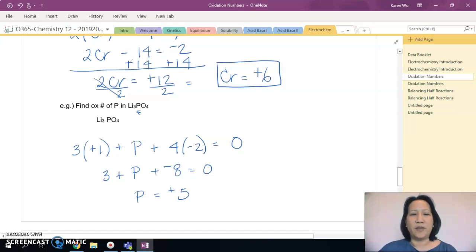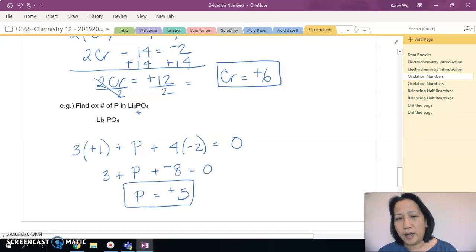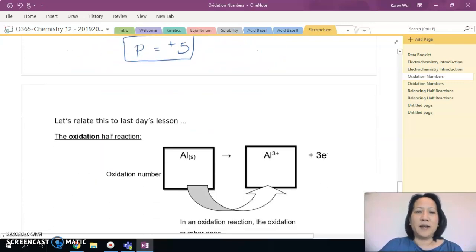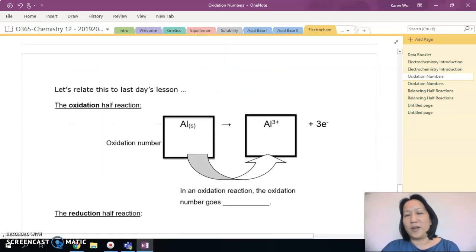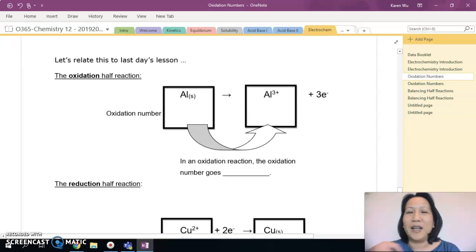Yeah, plus 5. Okay. Now I know normally you wouldn't write a plus in front of the 5. You know when you write 5 it's positive. But you know, just today, with all these oxidation numbers being positive and negative, I'm just gonna label my positives and negatives. So how am I going to relate this to last day's lesson? Do you remember the aluminum foil? Aluminum foil, solid, became aluminum ion and gave away 3 electrons.